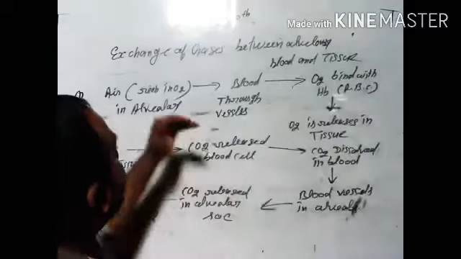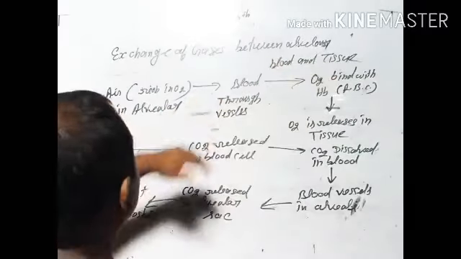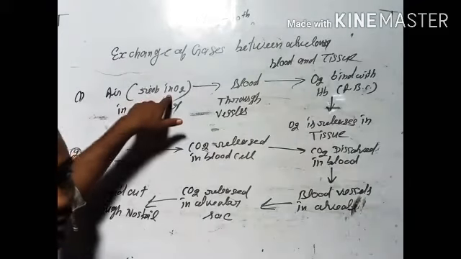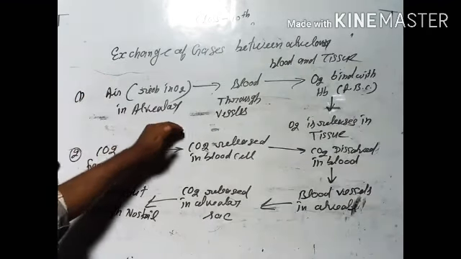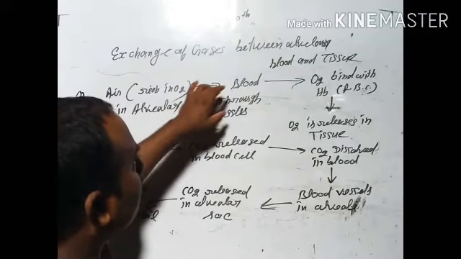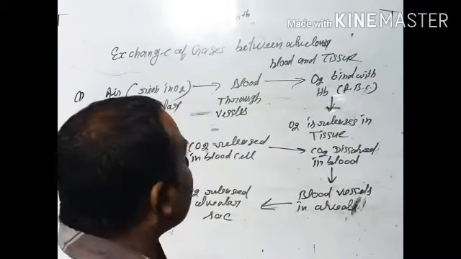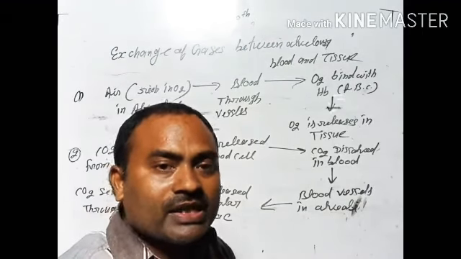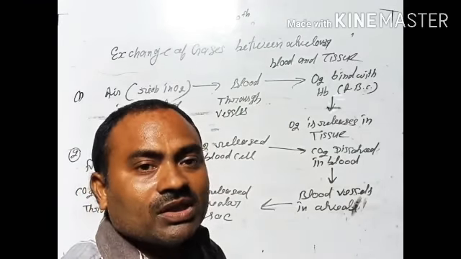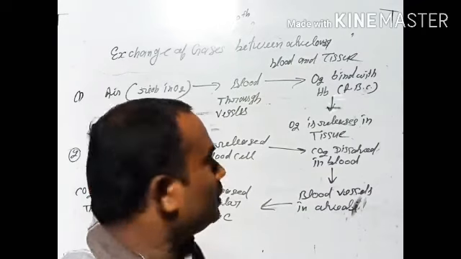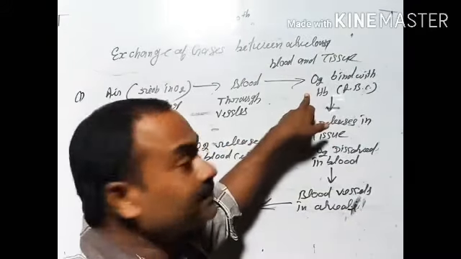Let us discuss the exchange of gas between alveolar, blood and tissue. The first step: air comes into the alveolar, then into the blood through blood cells, then O2 bonds with Hb, hemoglobin. When O2 comes into the blood, the blood has a pigment known as hemoglobin. Hemoglobin combines with oxygen to form oxyhemoglobin. Oxyhemoglobin is a temporary compound. After some time, O2 is released into the tissue and Hb comes free into the blood.